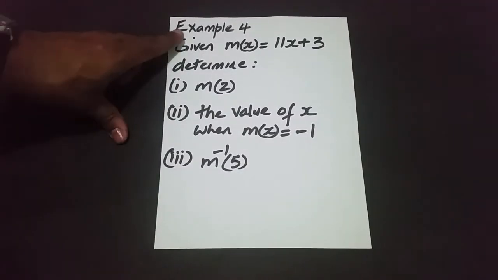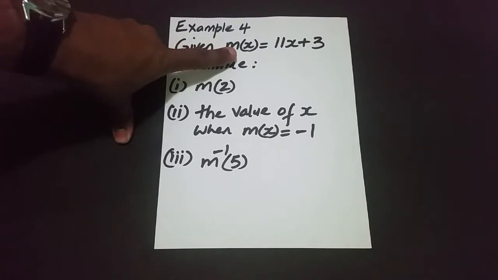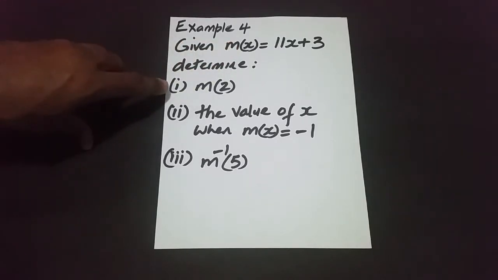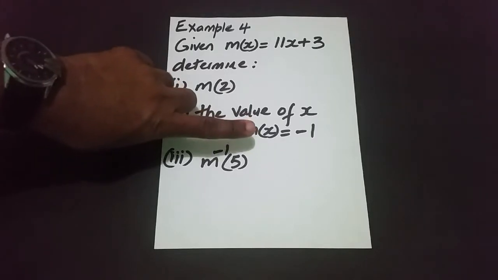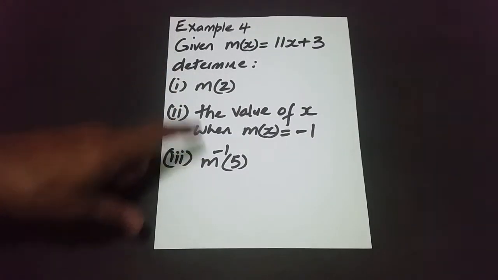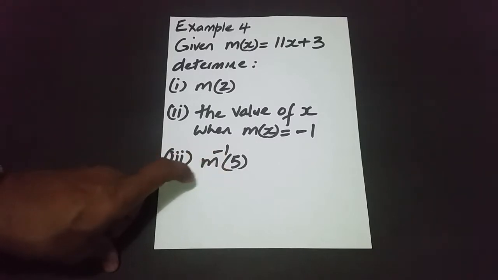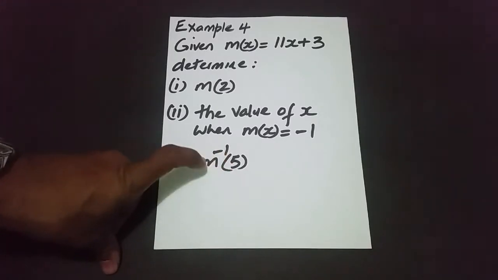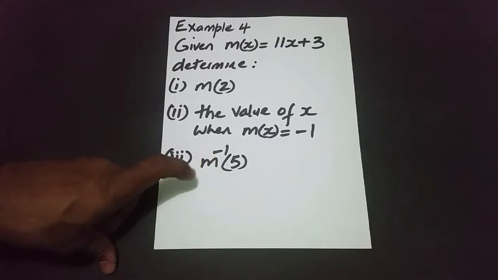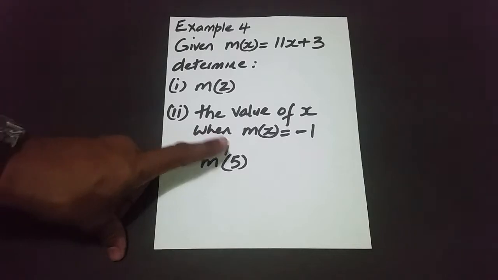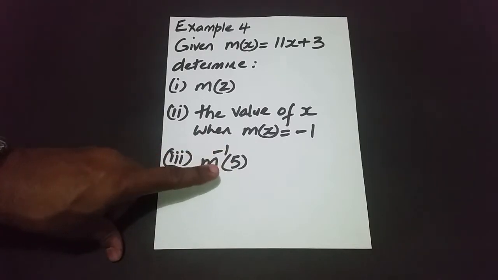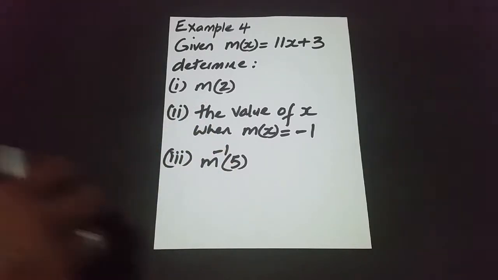All right, guys, welcome back, and we're looking at example 4. Example 4 says, given m of x equals 11x plus 3, determine 1, m of 2, and part 2 says, determine the value of x when m of x is equal to negative 1, and part 3 says, determine the inverse of m of 5. But remember, we can't find the inverse of m of 5 unless we find the inverse of m of x first. So sometimes I give you this, and you should know that you need to find the inverse first. So let's go ahead and do the solution to this question.